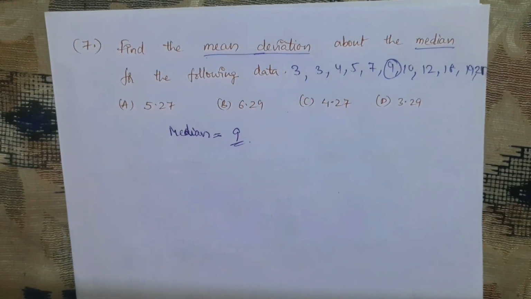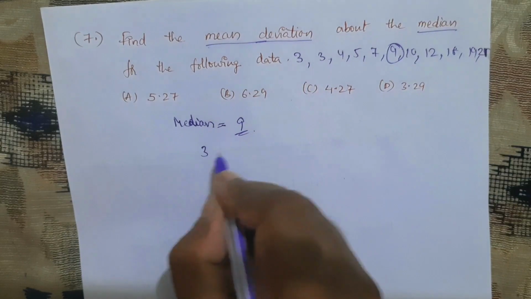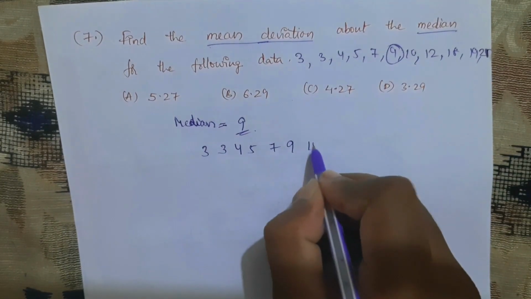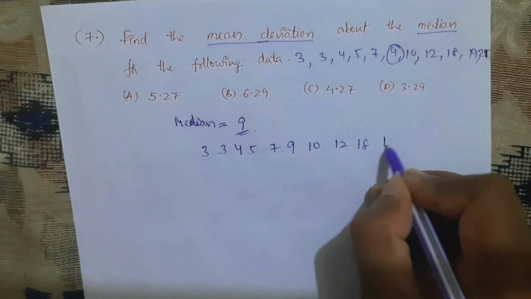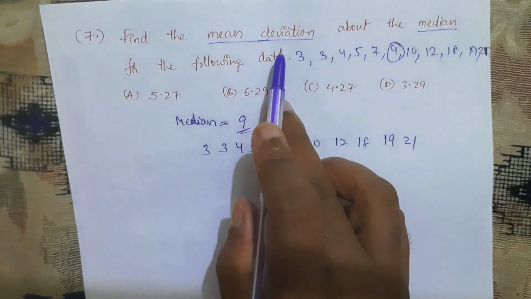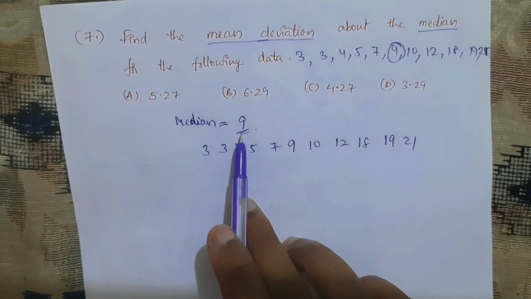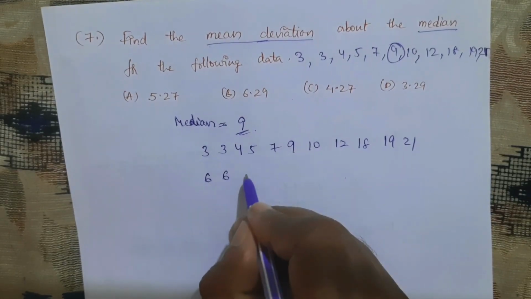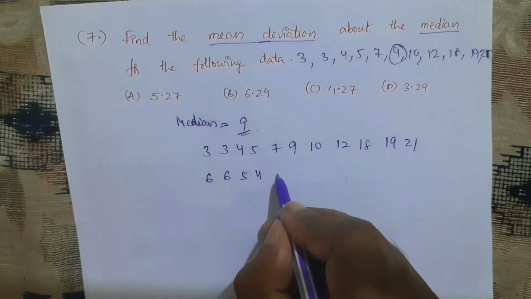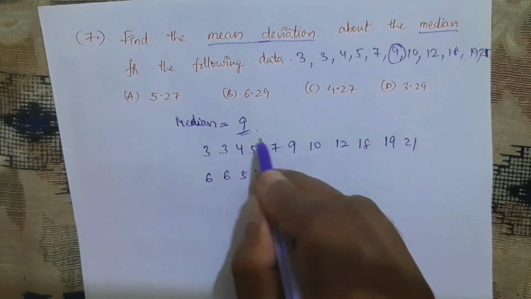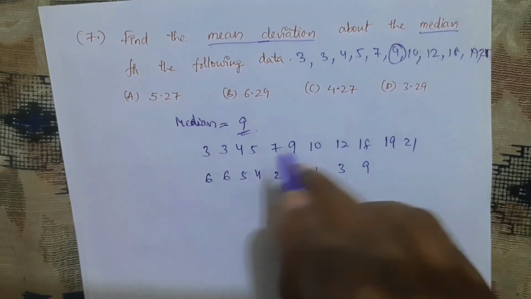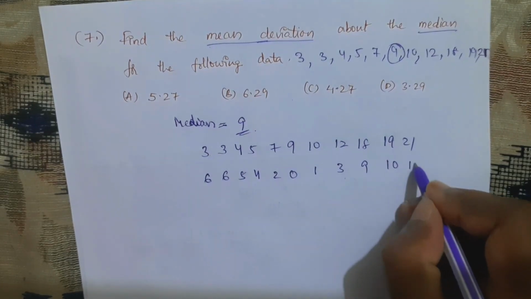Okay, now to find the deviation, again I will write those numbers: 3, 3, 4, 5, 7, 9, 10, 12, 18, 19, 21. The deviation is 3 minus 9, that is 6, but we need to take only the positive. 6. Here also 6. Here 5, 4, 2, 9 minus 9 is 0, 9 minus 10 is 1. This is 12 minus 9, 3, 18 minus 9, 9, 19 minus 9, this is 10, and this is 12.